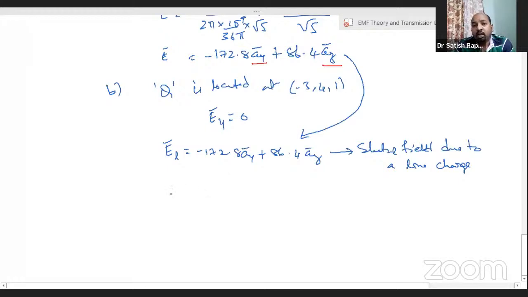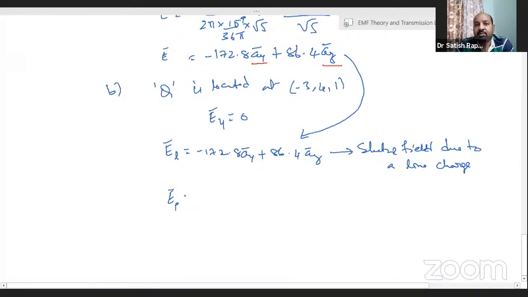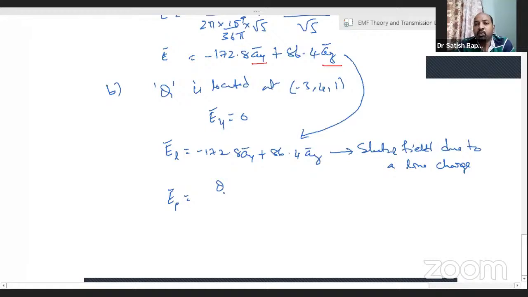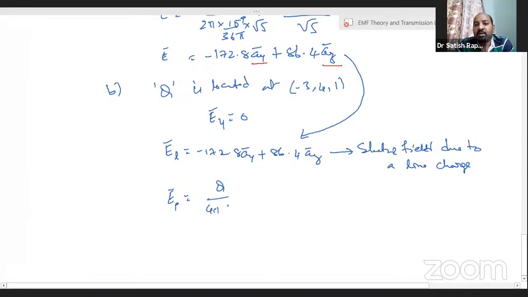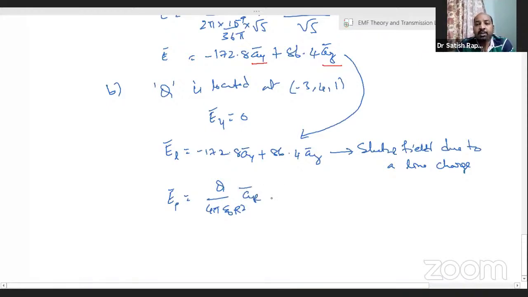So now the electric field due to the point charge, let us say this is E_P bar. E_P bar is equal to Q by 4 pi epsilon naught R square a_R bar, right? So this is the electric field due to a point charge. And what is Q here? Q we don't know, it was not given. We have to determine Q.